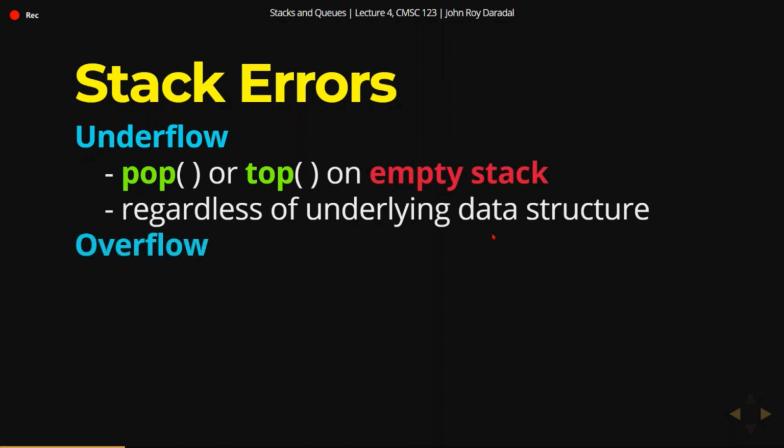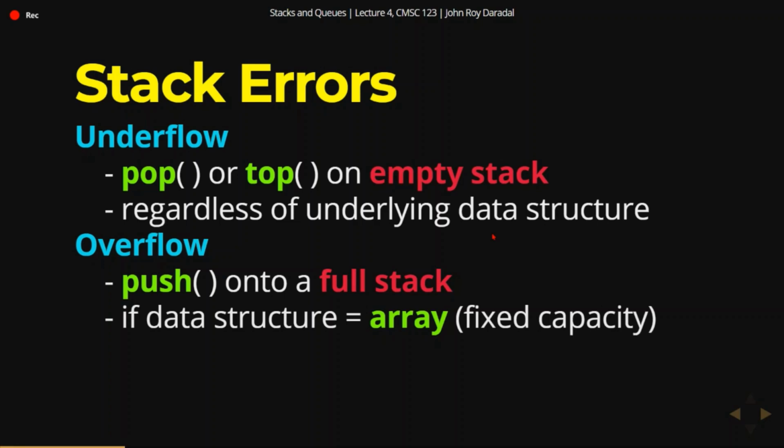The second error is called overflow. And this happens when you push onto a full stack. Okay, so if the stack is already full and you try to add more items to it, there will be an overflow error. But this will only happen if the data structure that you use is an array, because it has a fixed capacity. So if the array is already full and you try to push more items onto the full array, then you will have a stack overflow. Okay, so this is where the term stack overflow comes from. Okay, so those are the two stack errors: underflow and overflow.